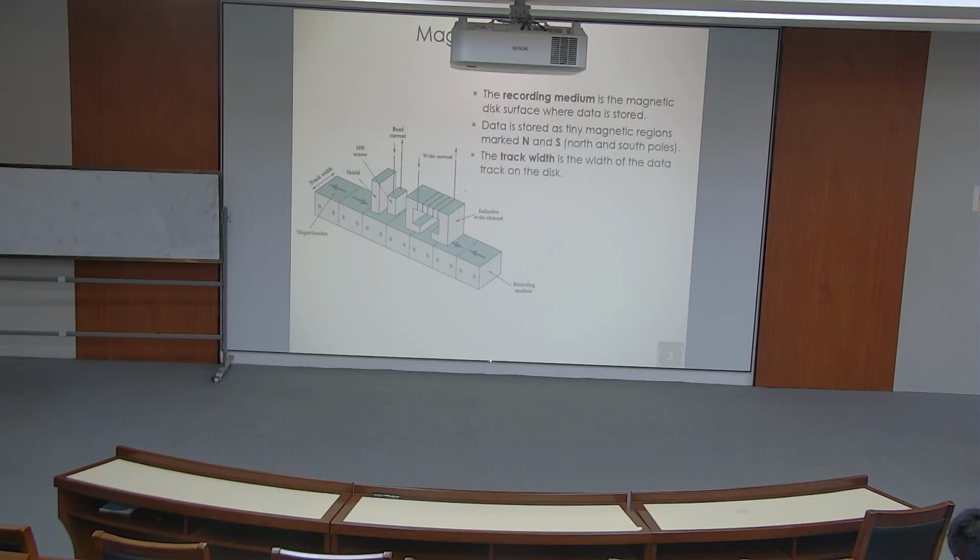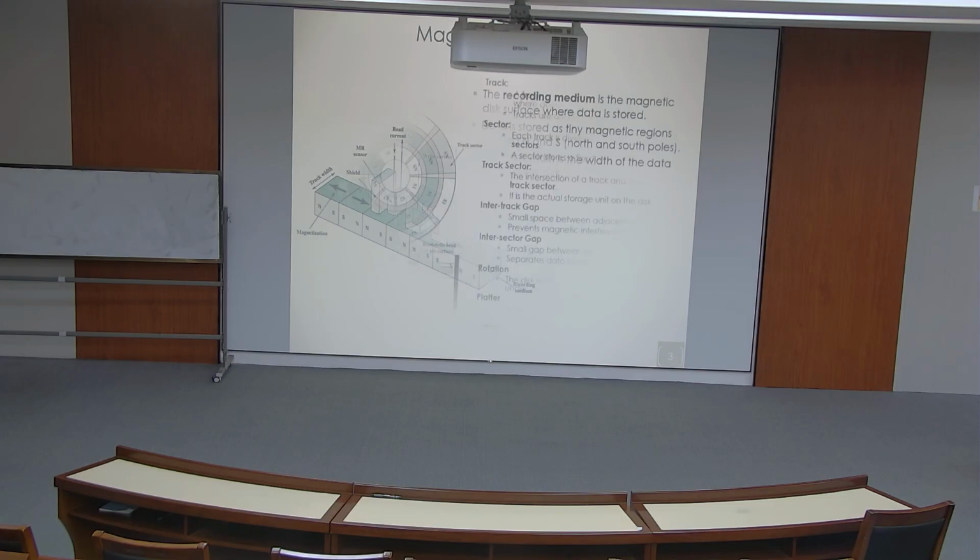We mainly talked about the magnetic disk, which is a circular platter with a non-magnetic substrate coated with a magnetic material. It includes the recording medium, which is the magnetic disk surface where the data has to be stored. The data is stored as tiny magnetic regions. They are all marked by N to indicate the north and S to indicate the south. Then we have a track width, which is the width of the data on the track.